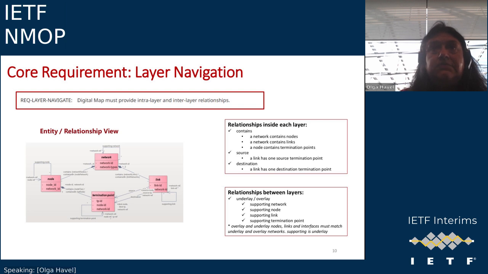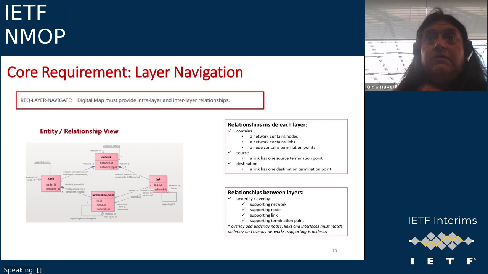So then this is about the relationships between layers and inside a layer. This is the layer navigation requirement. It says the digital map must provide intra-layer and inter-layer relationships. These are the kind of ones that RFC 8345 already supports. Between the layers, this is what's there, but we did find some gaps in terms of both what's missing and also additional semantics for relationships. And this is just the status of RFC 8345. It's not a proposal that this is enough. It's just to give an indication of what it means for intra-layer and inter-layer.